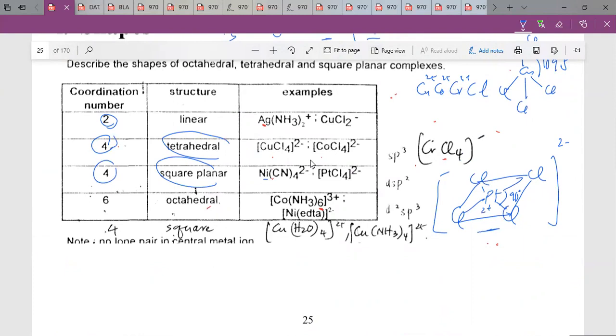CuCl4. Copper chloride, copper 2 chloride. Remember, if it's a transition metal, that means 4. If it's just CuCl2, that means it's not a transition metal, it's just copper chloride salt. CuCl4 2 minus is a complex ion because the number of ligands, or the number of donor atoms, or the number of dative bonds formed with the copper 2 plus exceeds the normal covalency. That's why it's called a complex ion.